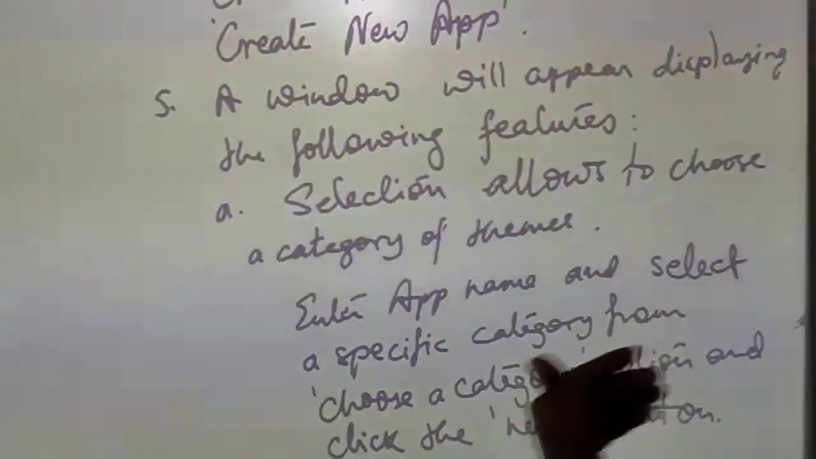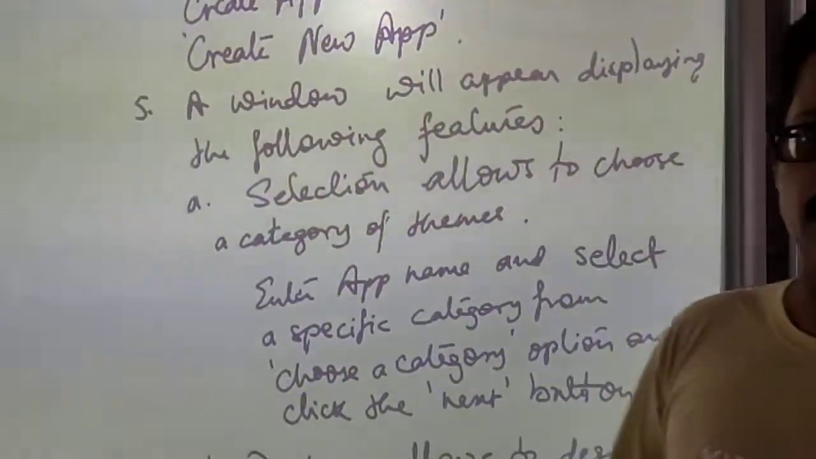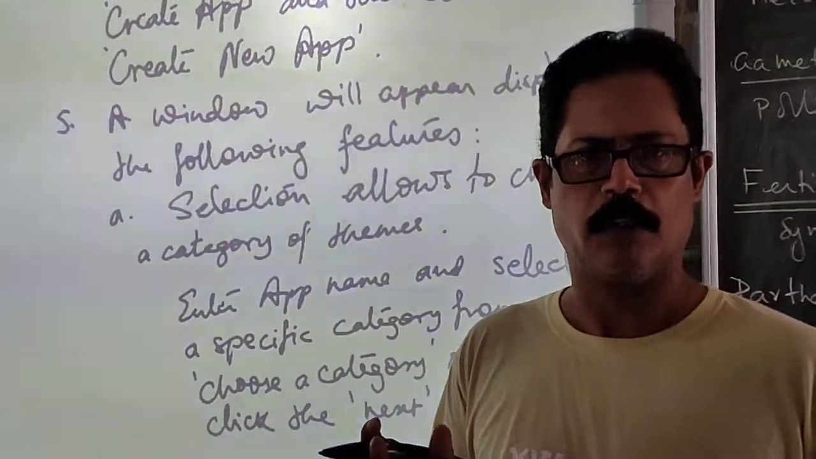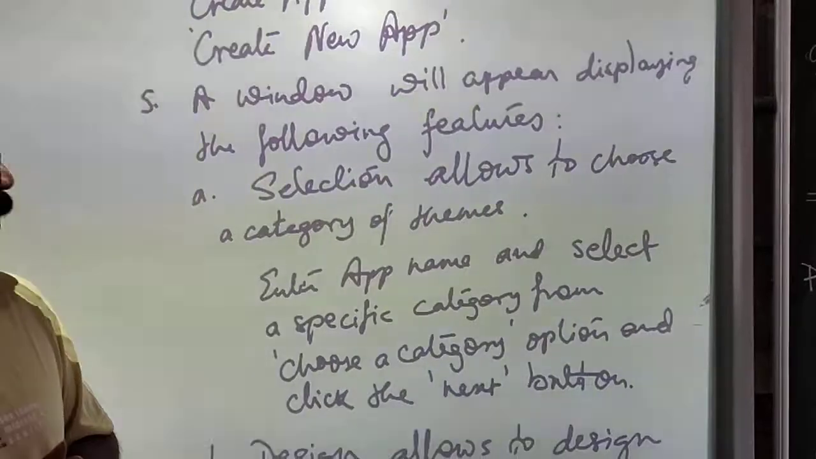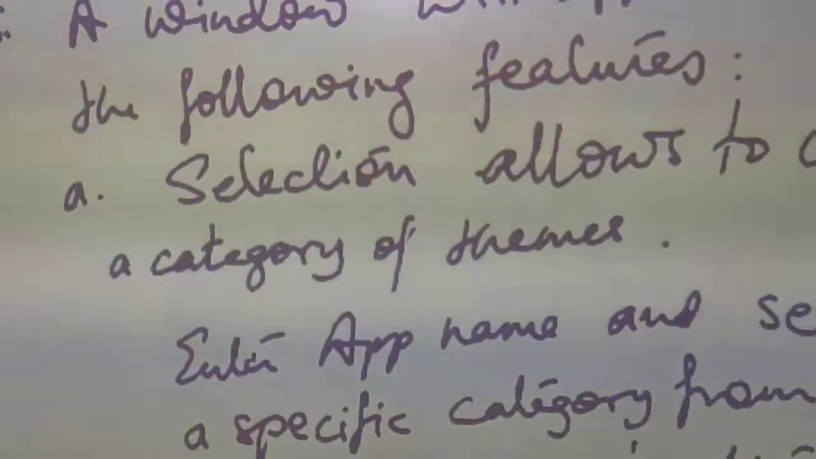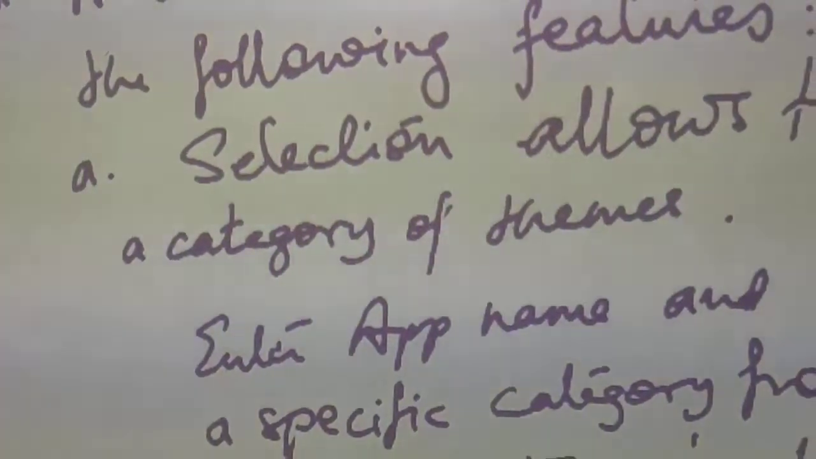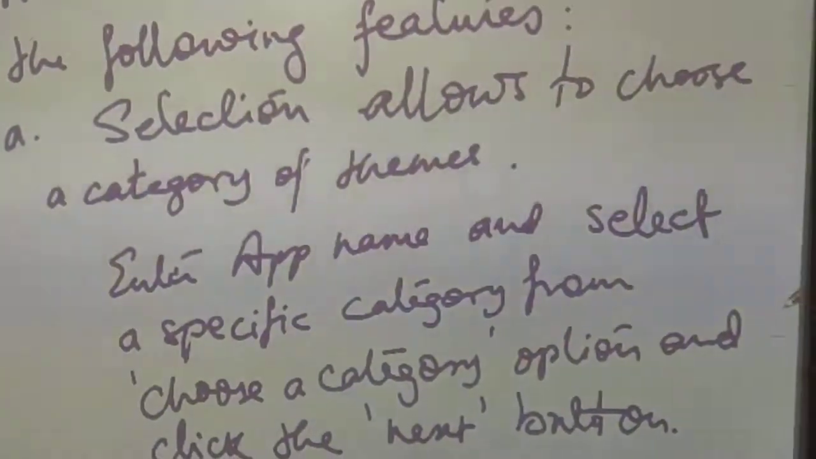So let us see about the selection. Selection allows you to choose a category of themes. There are different themes that will be given. Preloaded themes are available. So selection helps us to choose a category of themes. In that case, you enter the app name, whatever app name that you want.